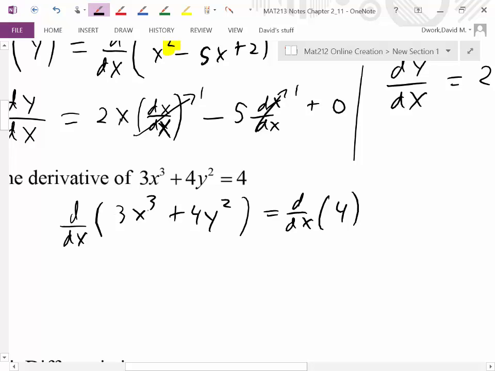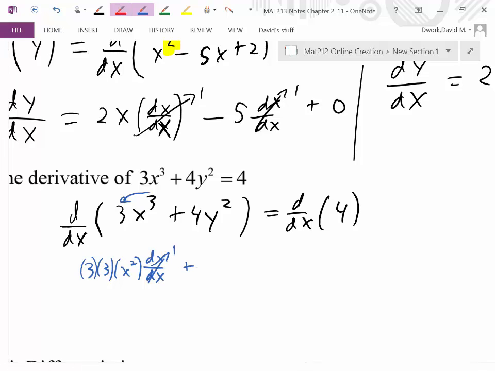So when you do your derivatives, you break it into individual parts. The derivative of 3x cubed would be 3, and then bring the 3 out to the front. So 3 times 3 times x squared dx dx, because the derivative of the inside is dx divided by dx, so that is 1. Plus, now here's the fun part. How do you do the derivative of something squared? Well, you bring the 2 out to the front, so it's going to be 4 times 2 times, leave the junk alone, so it's just y to the first. But then we have to do the derivative of y, which is dy dx. So there's our implicit differentiation for the term with the 4y squared.